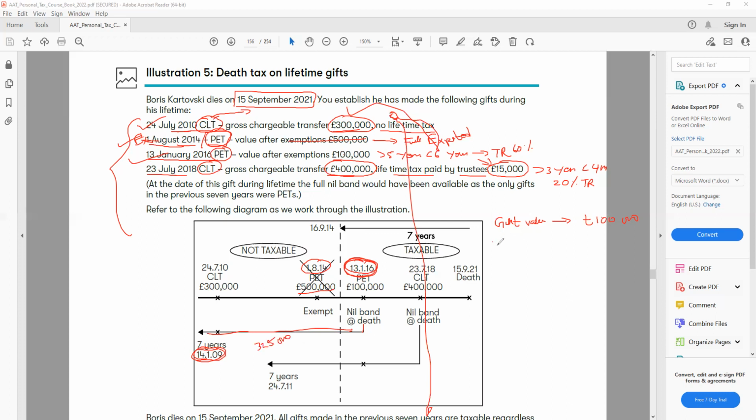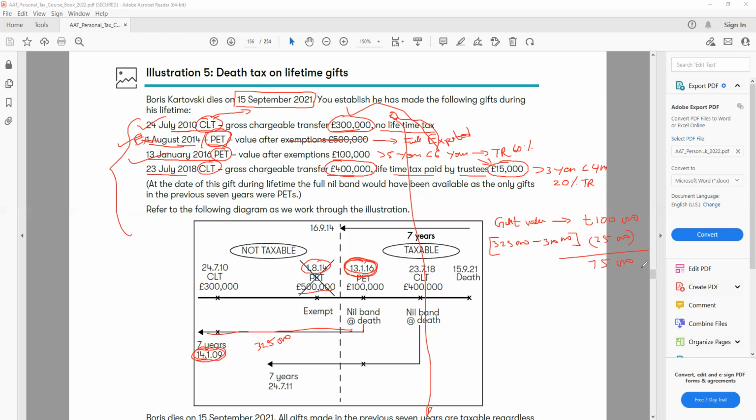So from the 325,000 nil rate band, we need to minus any gift we made in the last 7 years that is chargeable. Remember that, not the PET, chargeable. So 300,000 was chargeable because a CLT is never exempted. Remember that. CLT is never exempted. We don't consider the PET because it is more than 7 years. Now, what will happen? We find the difference. So we have a remaining nil rate band of only 25,000. That means the tax will be payable on 75,000.